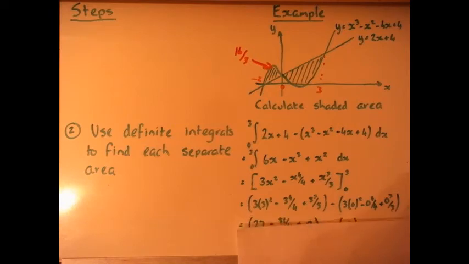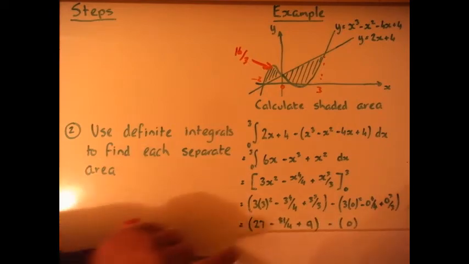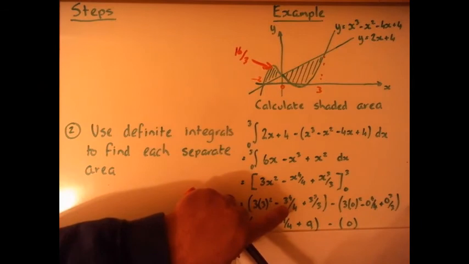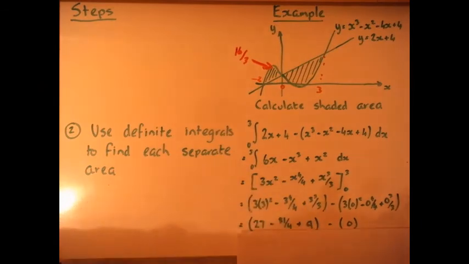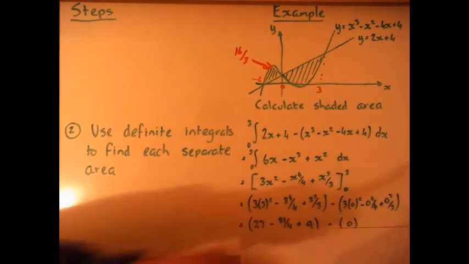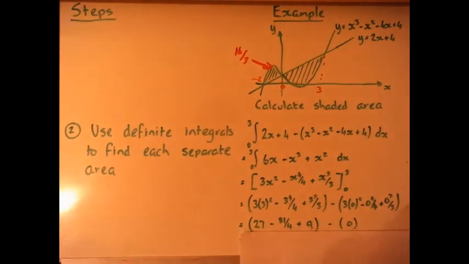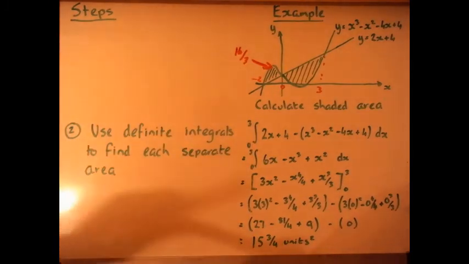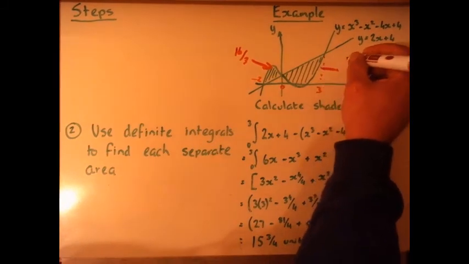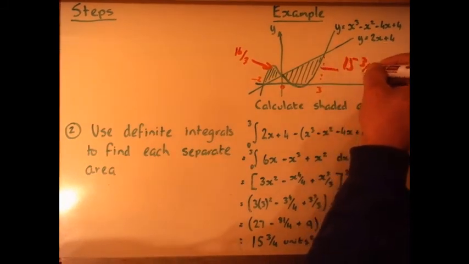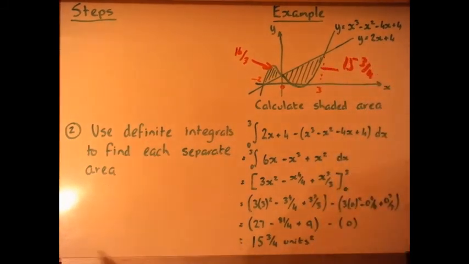I process that through and I get 27 for this term, 81/4 for this term, and 9 for that last one. And then my lower limit of 0 gives me a 0 for that second bracket. And then when I evaluate this, I get 15 3/4 units. So we now have this area up here as being 15 3/4 units squared.